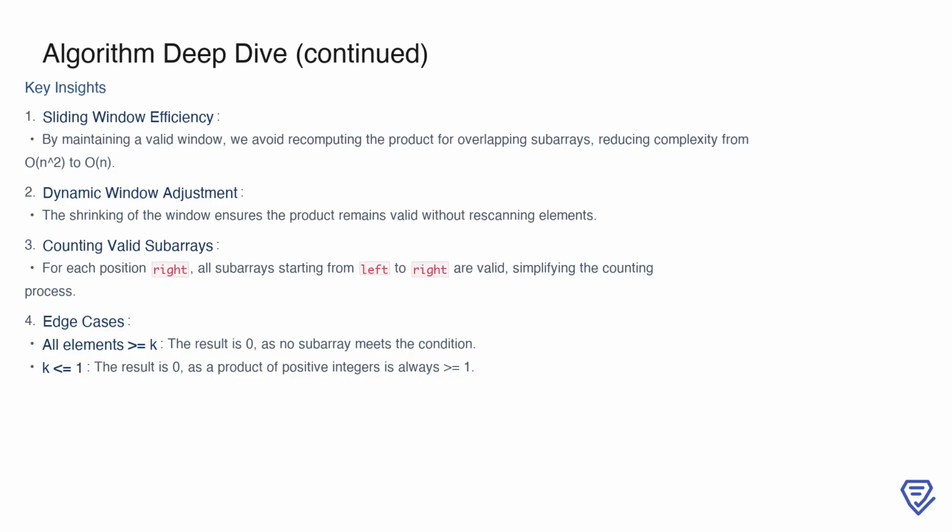The sliding window ensures that the product stays valid while minimizing unnecessary computations. For each position of right, we instantly know that all subarrays starting from left to right are valid, which simplifies the counting process. Additionally, shrinking the window dynamically ensures that we only process each element a limited number of times.